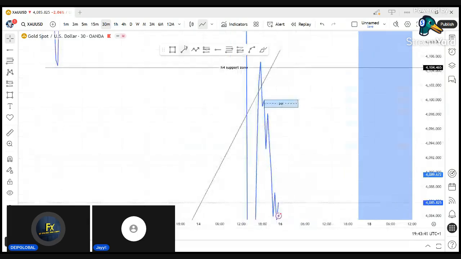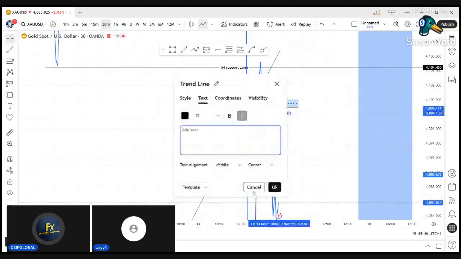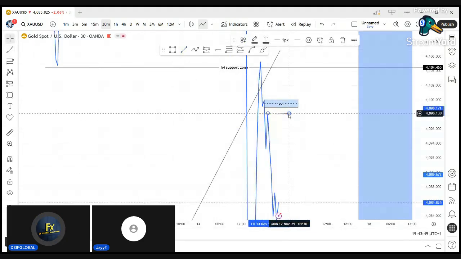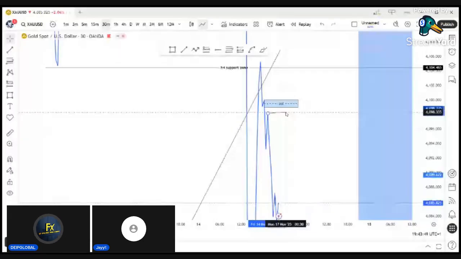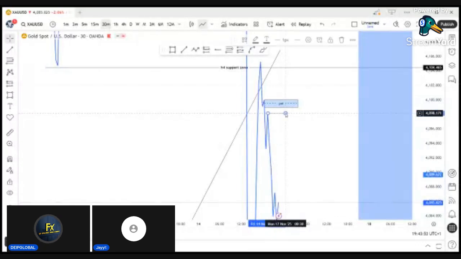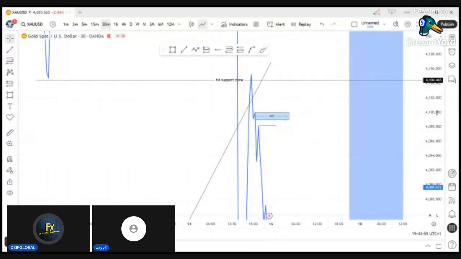This will actually be what? My sell trap right here. This will be my sell trap around here. So if this is my sell trap, this is where the market was expecting us to sell from, but no, we did not sell from here. We actually sold from this level right here.